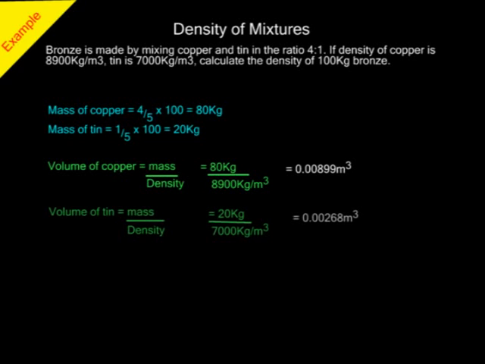Volume of tin is equal to mass of tin over density of tin. Mass of tin is 20 kilograms. Density is 7,000 kilograms per meter cubed. If you divide that, we get 0.00286 meter cubed. Volume of bronze, which is the mixture, is equal to volume of copper plus volume of tin. So that gives us 0.01185 meter cubed.